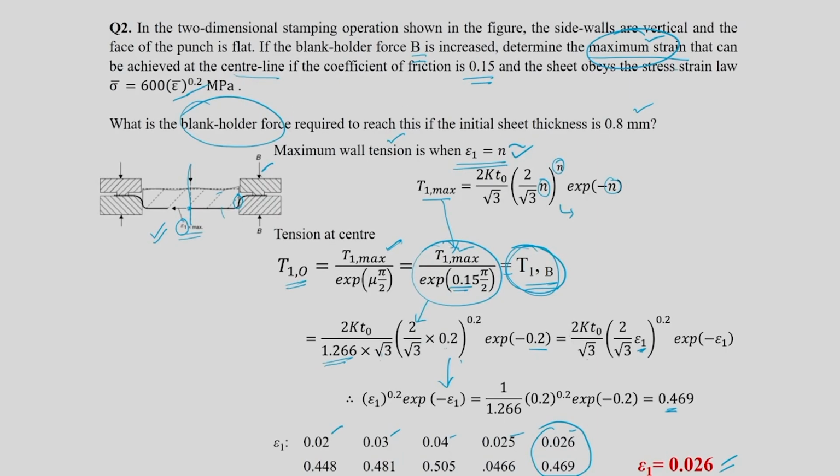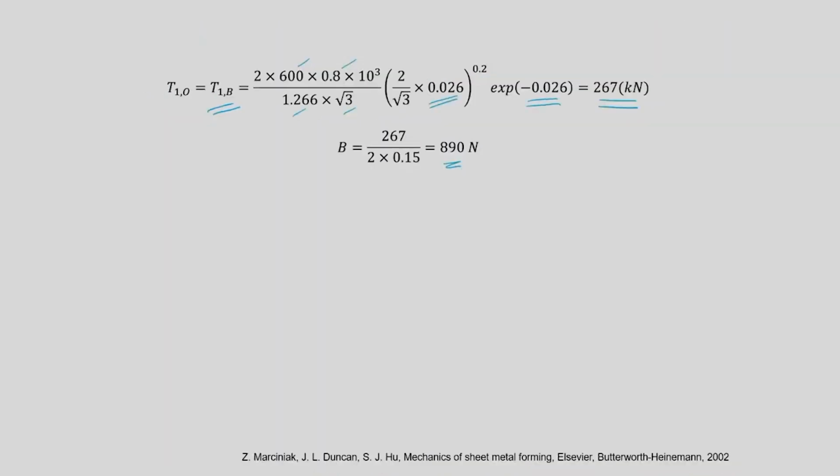You need to understand this a little bit. We are going to put this condition to get maximum strain at the center location. The same situation does not exist below the blank holder, so you are keeping a general form of the equation. By equating these two, you can get the strain, and then you put the strain value in to get your T1O or T1B, both are going to be the same, and then that can be used to get your blank holding force.